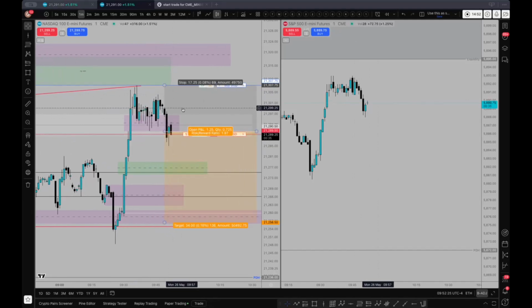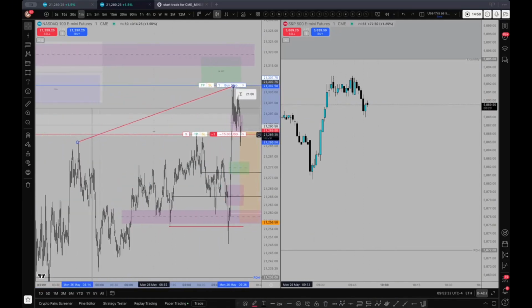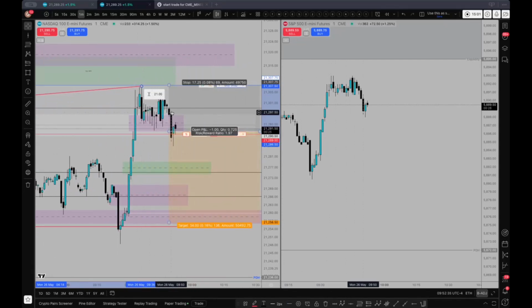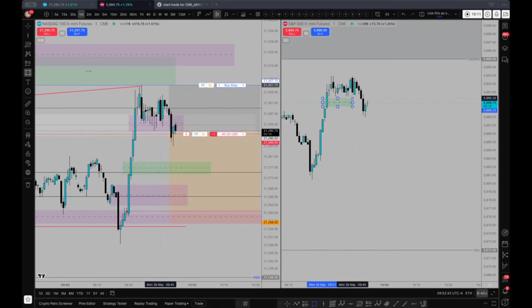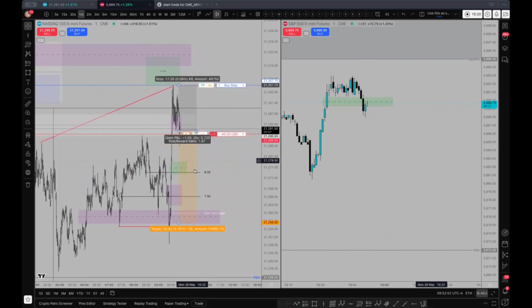Yeah, I don't know if it is actually SMT here. There is SMT here, so there is that, and we did get a closure that was quite aggressive with displacement through it. The same here for ES. So as long as we don't go up and take out this high again, yeah, this trade is valid. Stop loss we already set.